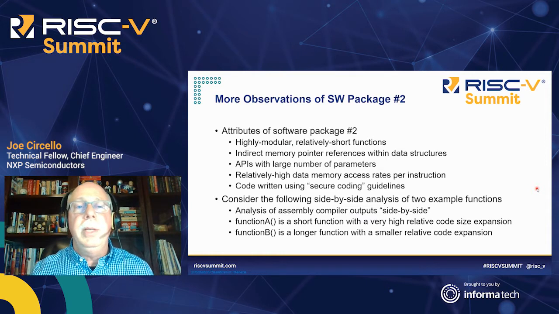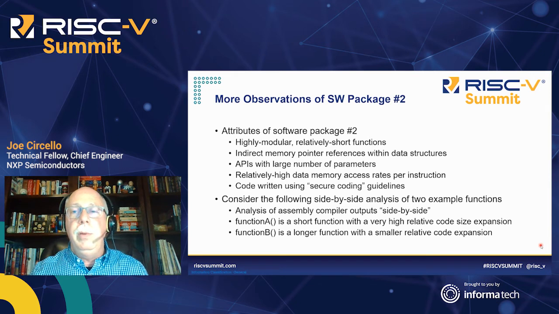So let's make some observations about this software package number 2. First of all, we wanted to try and assess what the root cause might have been for the expanded code size for RISC-V. So we looked at a number of attributes of this software package, and they're itemized here. So we had characteristics of very highly modular, relatively short functions. And of course, that is an opportunity to have exposure to the function prologue and epilogue differences amplified, if you will.